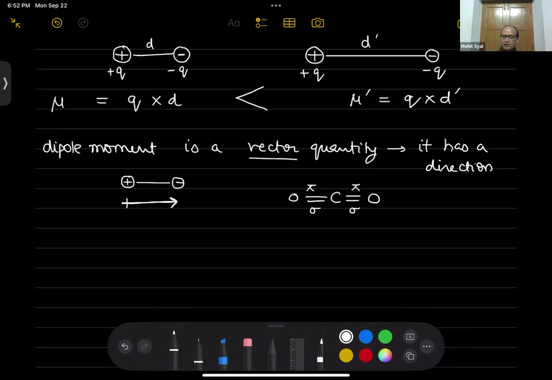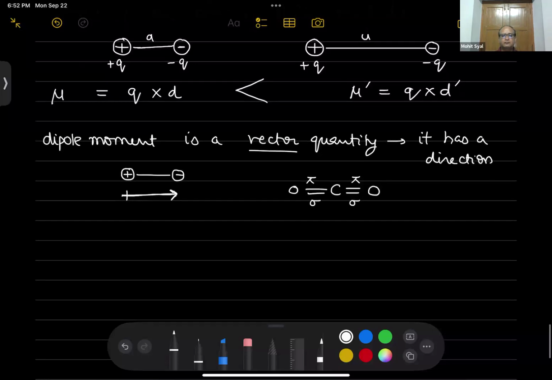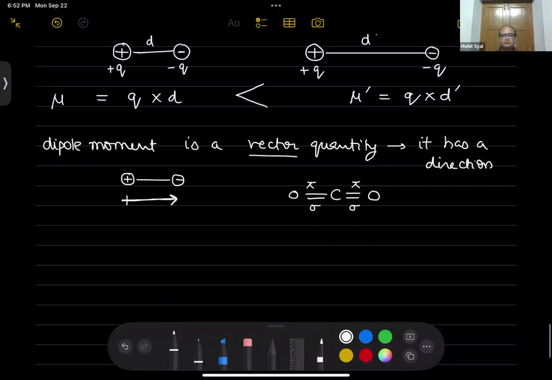Sigma and five. The geometry of the molecule is decided, and hybridization is decided by the sigma bonds only. What is the hybridization of this? It is sp, exactly, because there are two sigma bonds. Got it?